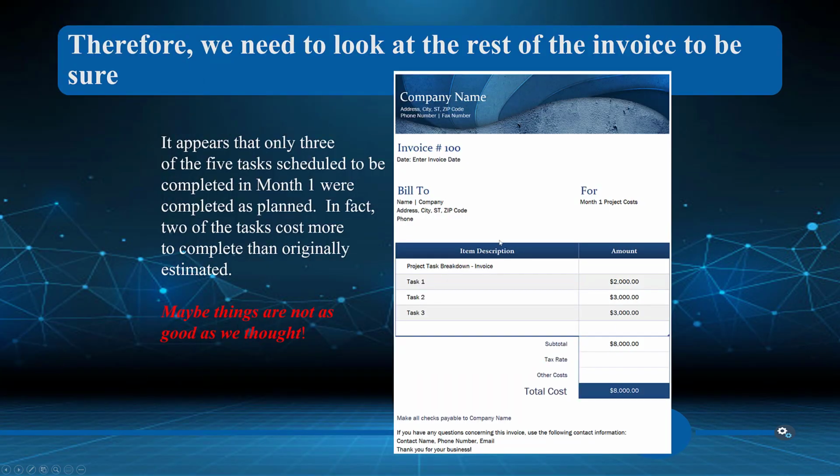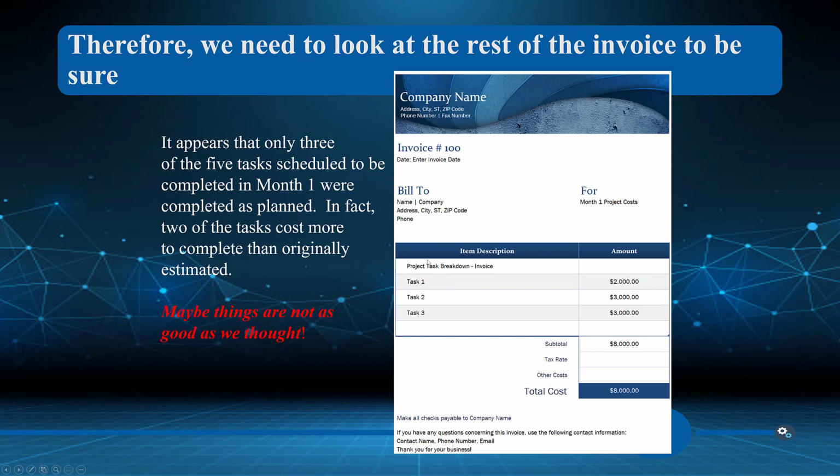So suddenly, we look at this, we ask for a different invoice, we see tasks, and we see, okay, well, task one actually was completed for 2,000. That's what we expected. But task 2 and 3 were completed for 1,000 over the estimated value. Now, if task 4 and 5 are completed at 1,000 apiece, then we're back to budget. But at this point in month one, we're concerned because we're in month one. We expected 5 tasks to be done for 10,000, and we only have 3 tasks done. So maybe things are not as good as we thought.